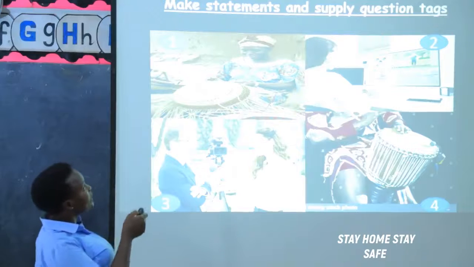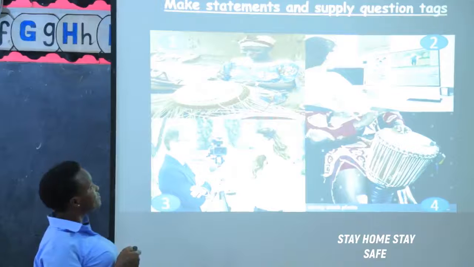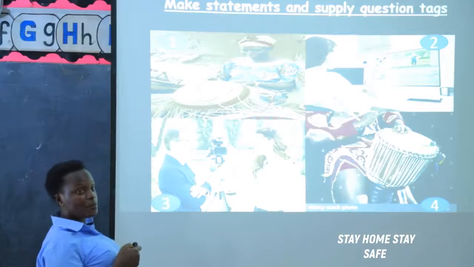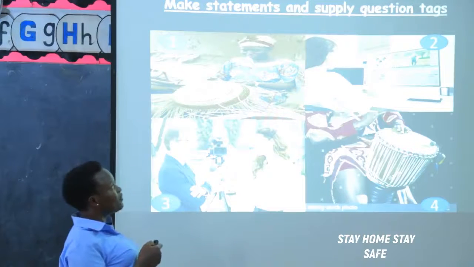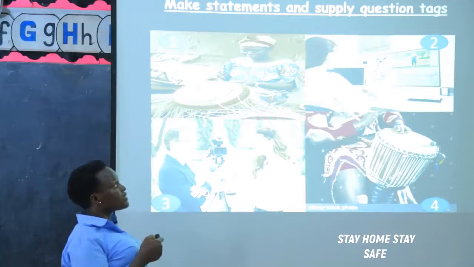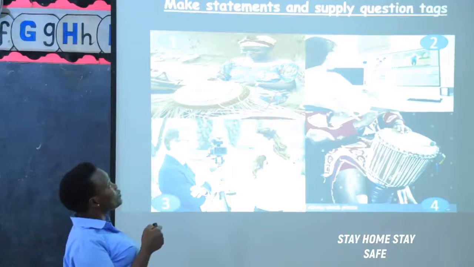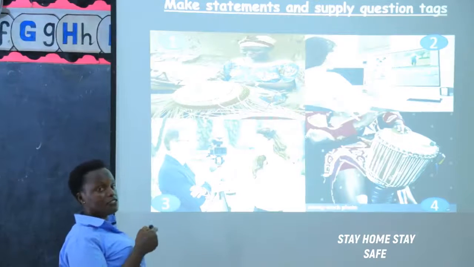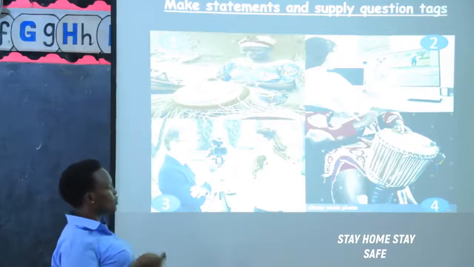So I want you to make statements and supply question tags here. Picture 1, that is my activity. You're going to construct a sentence in the affirmative, supply a question tag. Construct a sentence in the negative, supply a question tag. So we are going to make 2 statements about each picture: one in affirmative, one in negative. Then supply question tags on both of them.